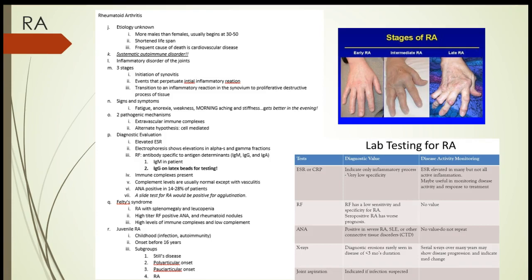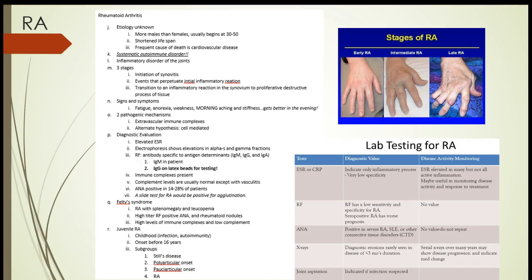Very disfiguring and very painful. It's usually more males than females, where lupus, which I should have mentioned on the last slide, it was underlined, is females. Okay, especially black, young, premenopausal females with the lupus. With the rheumatoid arthritis, it's more males, and it begins a little bit later, 30 to 50. We see a shortened lifespan. It's considered a systematic autoimmune disorder, and it attacks the joints.